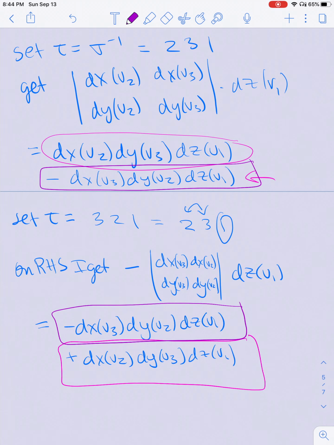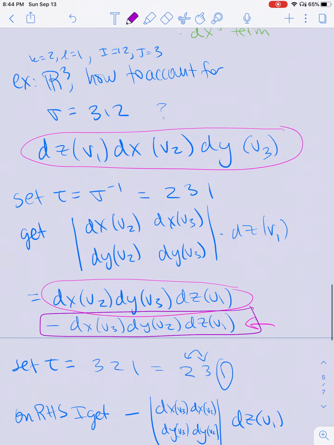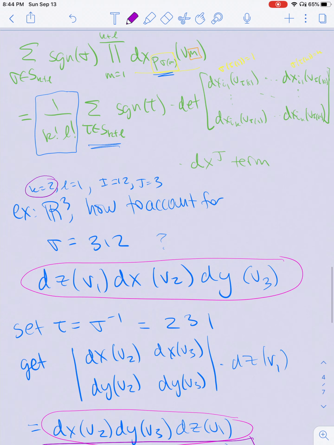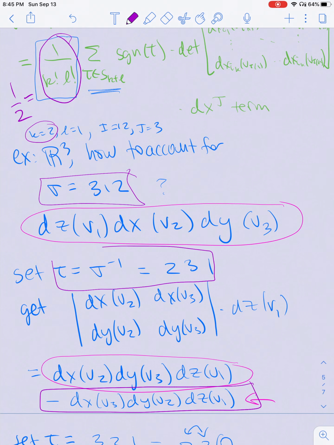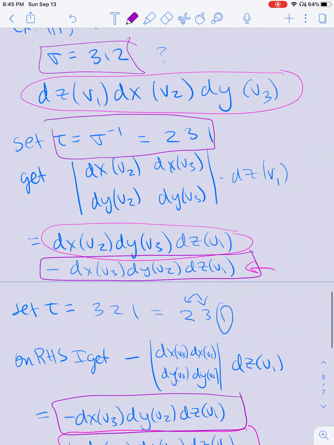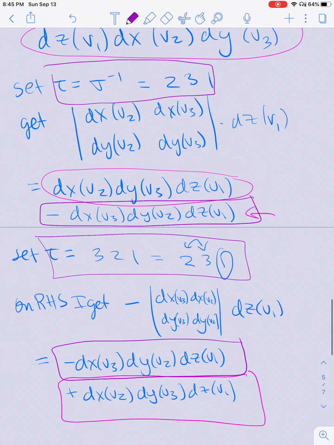Okay, so that almost works, right? Because in this case, k is equal to 2. So 1 over k factorial L factorial is equal to 1/2. So I've gotten my 3, 1, 2 term accounted for by setting tau equal to 2, 3, 1, and then tau equal to 3, 2, 1. But now I have these purple terms with a minus sign.